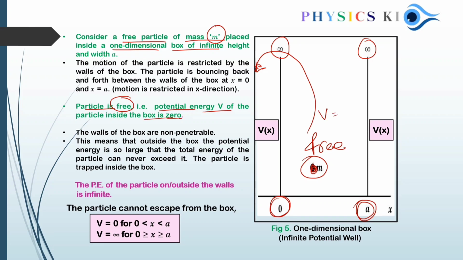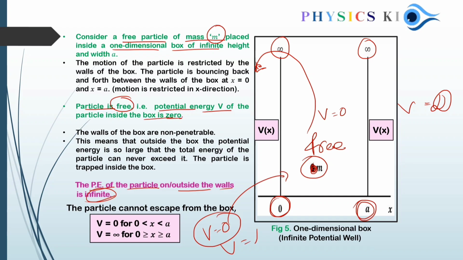Inside the box V is 0, but outside it is infinite. So can we write the potential energy of the particle outside the wall is infinite? So V is equal to 0 when the particle is inside, but V is equal to infinite when the particle is outside. So these are our two cases. And now let's try to solve this case.